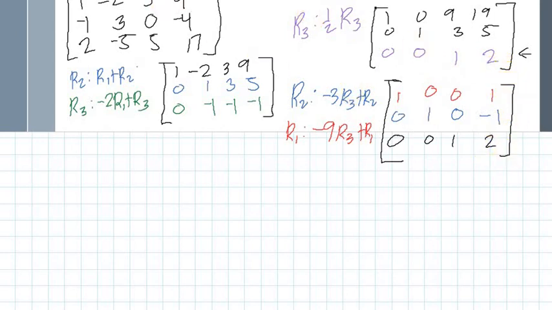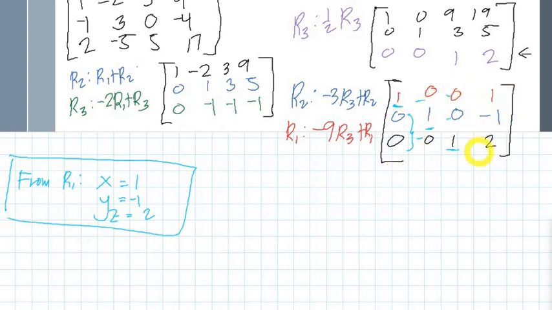Now, as you can see here, we already have our leading ones, and the entries in their columns are zeros. Thus, from row 1, we can say that x is equal to 1, y is equal to negative 1, and z is equal to 2. Based on this reduced row echelon form, we already have the answer to our system. And that is one example of Gauss-Jordan elimination.